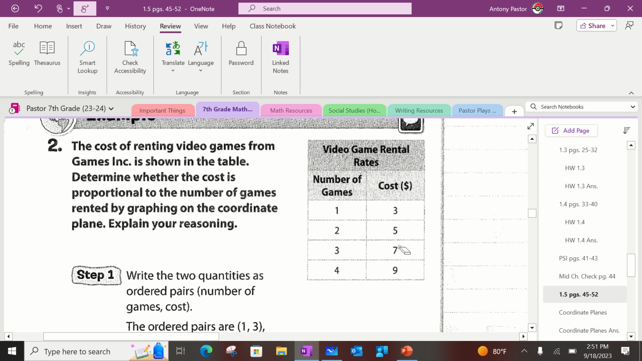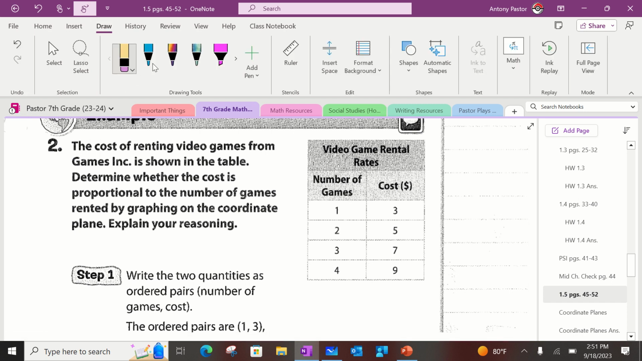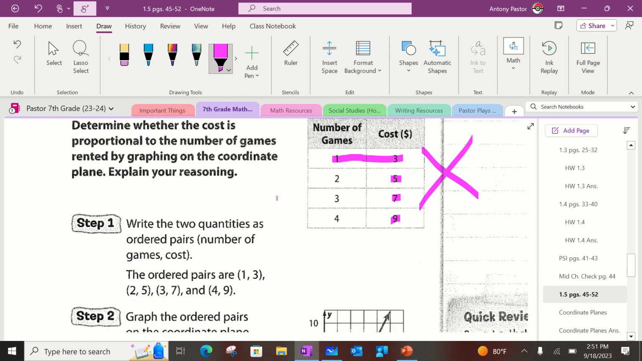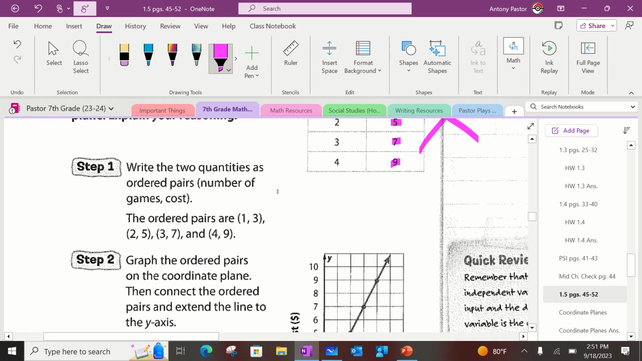So right off the bat, just by looking at these, this is not proportional. Proportional would be that every game that you rent would be $3, meaning this would be 6, this would be 9, this would be 12. And they're not, therefore, not proportional. This is not a constant rate. Write two quantities as ordered pairs, number of games and cost.